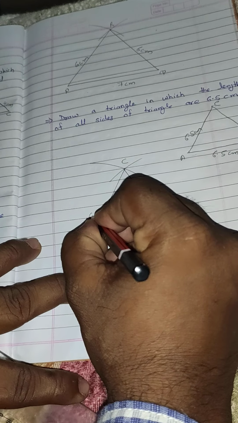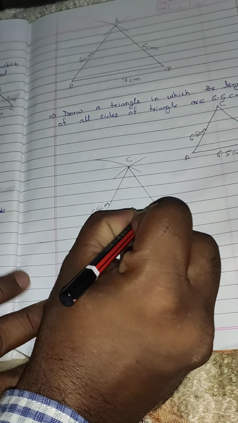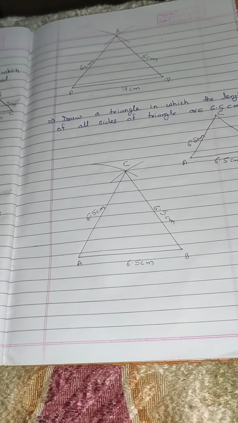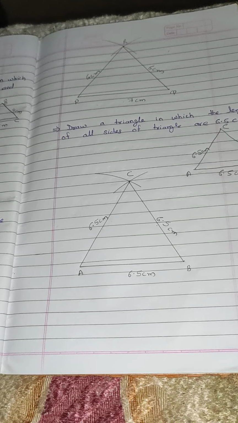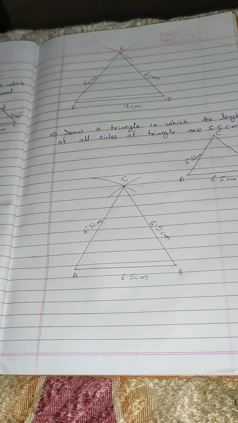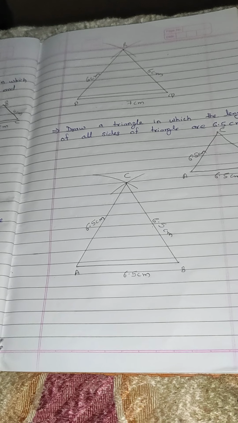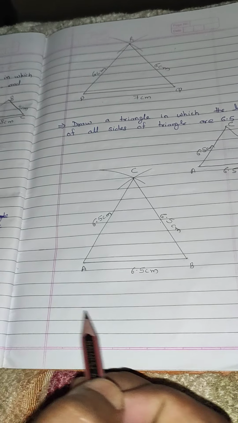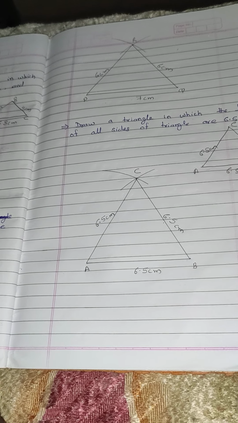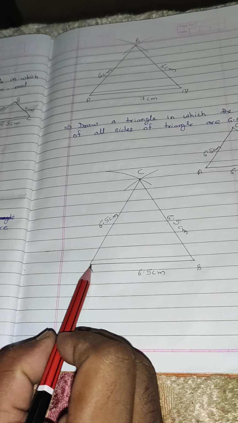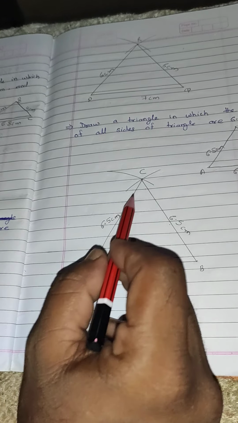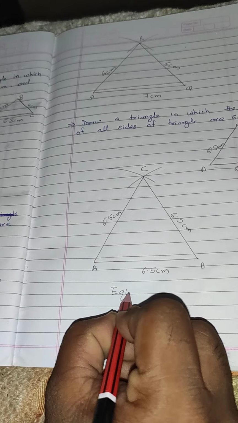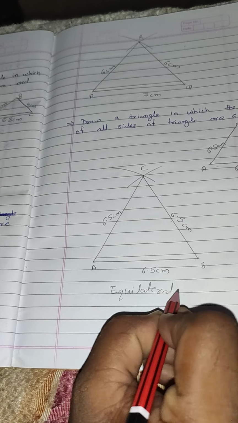And write the length of the sides, 6.5 centimeter. While drawing any type of triangle, use a pencil. Don't draw with a pen. I repeat, don't draw with a pen. And write the names in capital alphabets: A, B, C, P, Q, R, X, Y, Z, L, M, N, whatever, but capital. Now see in this question, AB is 6.5, BC is 6.5, AC is 6.5. All three sides are equal. That means this is an equilateral triangle.